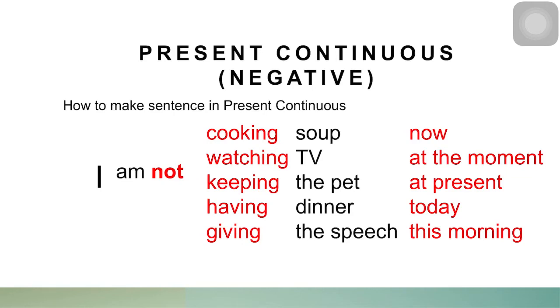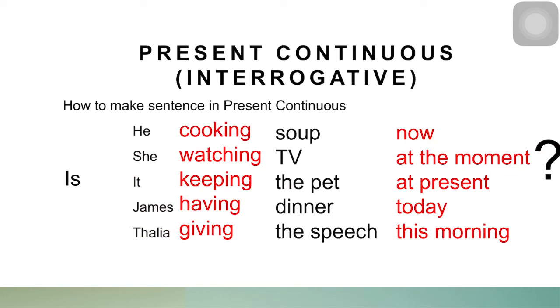Okay, now for the interrogative sentence. In this interrogative, the answer is only yes or no. So we start with the to be first, and after the to be we have the subject, and then the present participle and object, and of course the adverb of time.